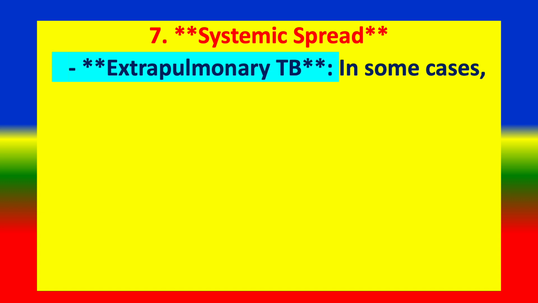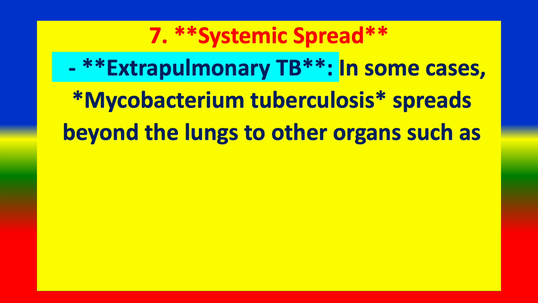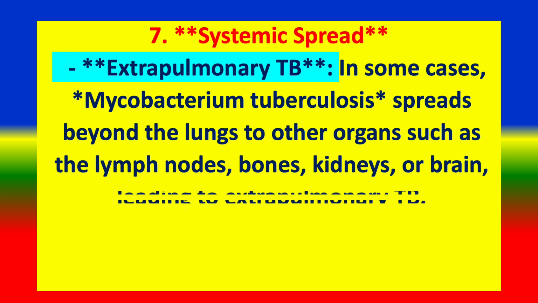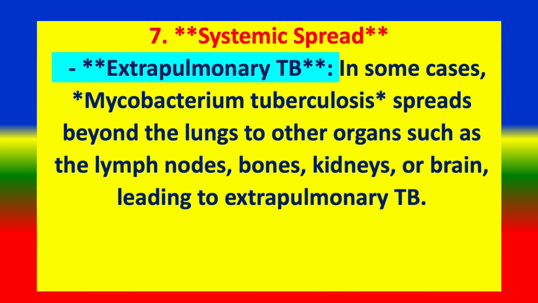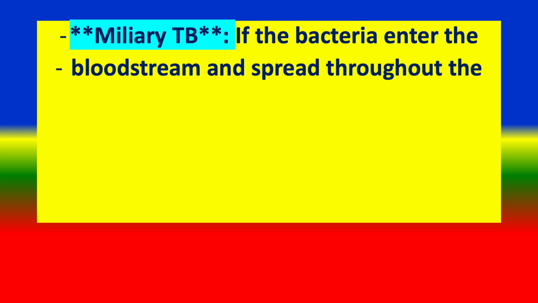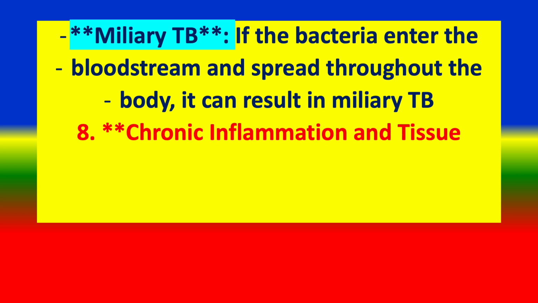7. Systemic spread, extrapulmonary TB in some cases. Mycobacterium tuberculosis spreads beyond the lungs to other organs such as the lymph nodes, bones, kidney or brain, leading to extrapulmonary TB. Miliary TB: if the bacteria enter the bloodstream and spread throughout the body, it can result in miliary TB. 8. Chronic inflammation and tissue damage.